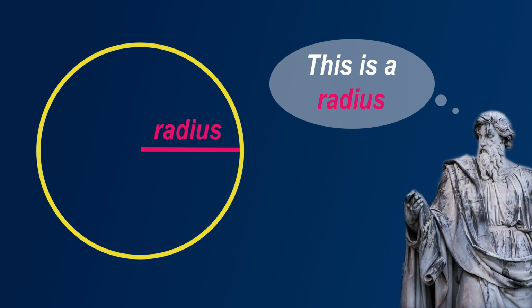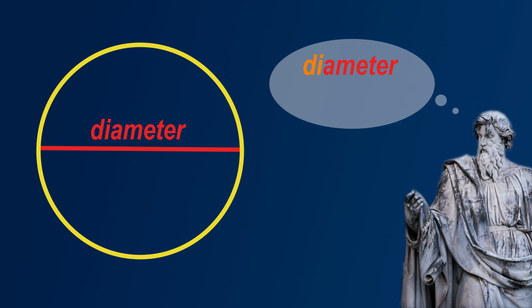The radius is the distance from the centre to the outside of the circle. The plural of radius is radii. The diameter is the longest distance across the circle. Di means 2 and metre means measure, so the diameter is 2 measurements across the circle. The diameter equals 2 radii.